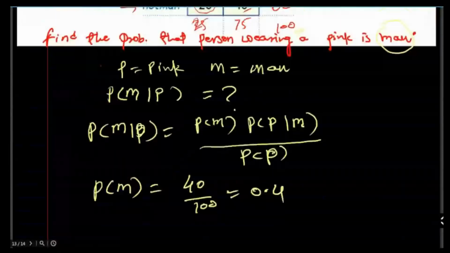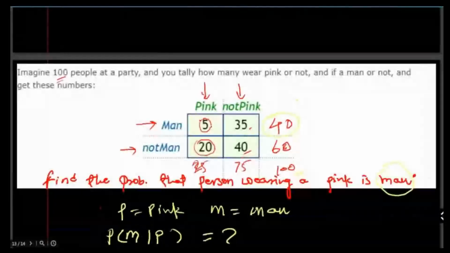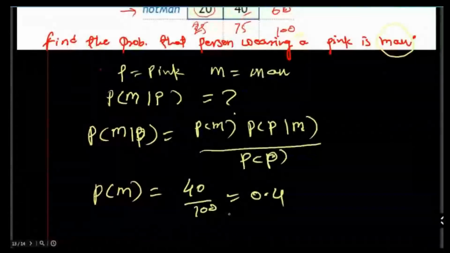Am I correct? There are total 40 males. Men wearing a pink is 5. Men not wearing a pink is 35. That means there are total 40 men. And out of how much? Out of 100. So probability of man is equals to 40 divided by 100.